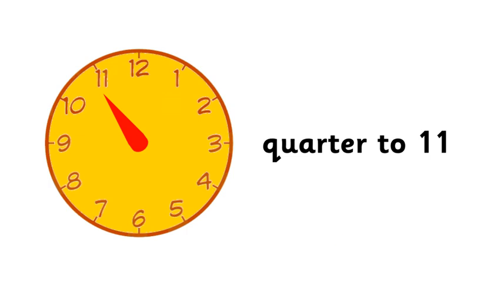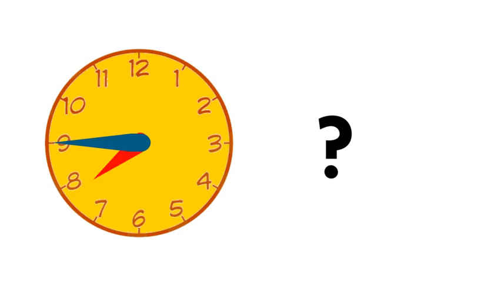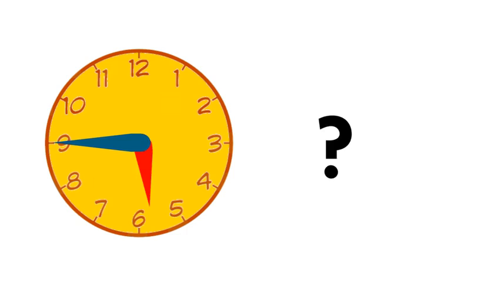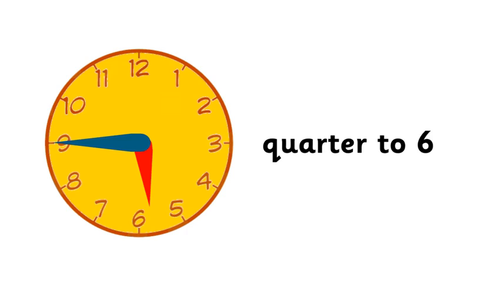Okay, I'm going to reintroduce the minute hand. It's always going to be pointing at that quarter to here. So what time is shown on the clock? Remember, use that hour hand as well to help you guess the time. This shows quarter to 8. How about this one? Quarter to 6.